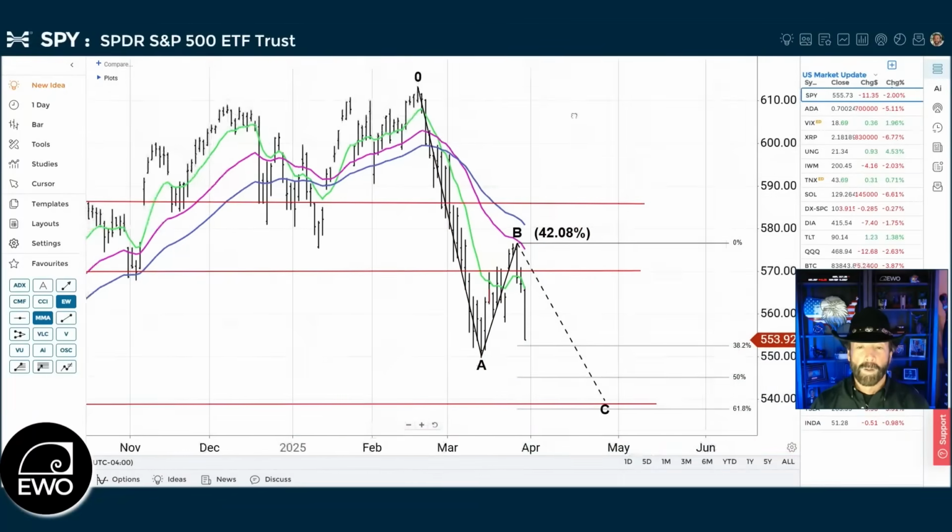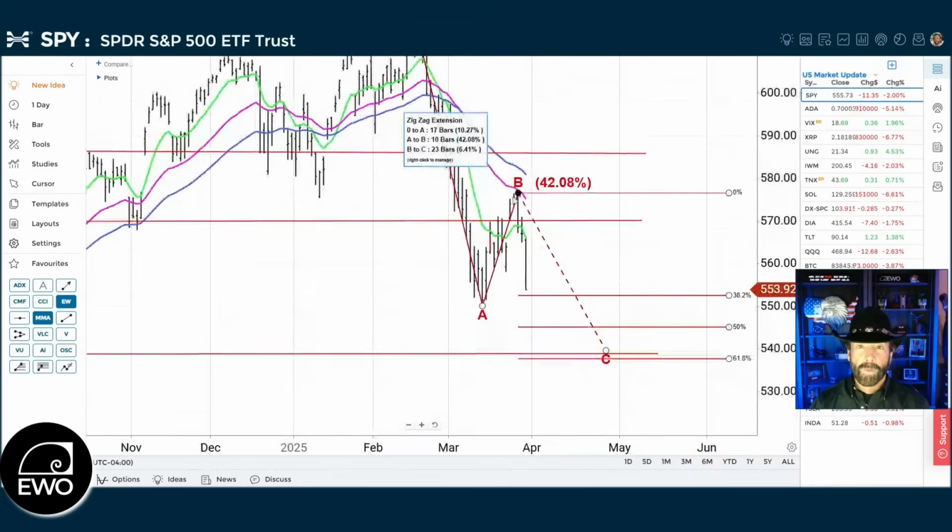But we are qualified here, so we bounced down from that B wave at roughly the 38.2% fib level, which would be a 61.8% extension, and that brings us right down to that support area around 540. Some of you are saying, "Gosh, I hope we don't see 540 on the SPY." Well, we might with that down day today.